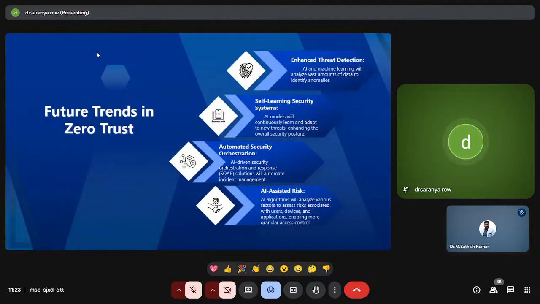Let's explore the future trends in this model. First, AI and automation. Artificial intelligence will help detect and stop threats faster. Next, cloud-based security. More zero trust systems will move to the cloud for better flexibility. Improved user experience. The system will become smoother with less manual verification.